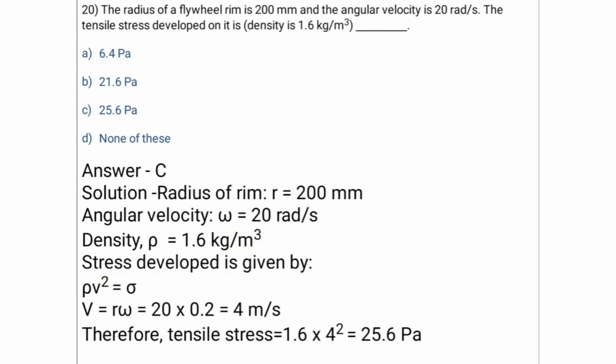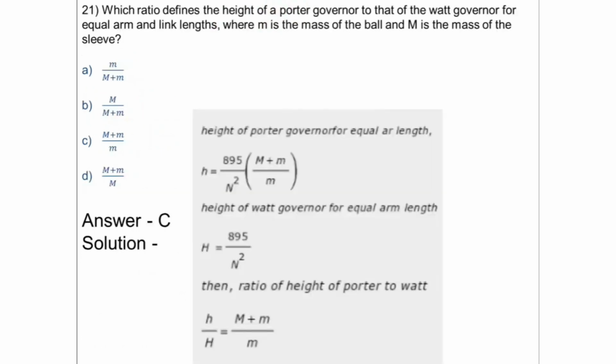And how to calculate the velocity? Velocity is nothing but r into omega here. So r is given as the radius 200 mm converted into meters, 0.2, and omega is 20. So 4 meter per second is the velocity, and then easily put the value, you will get option number C. Okay, and next question, question number 21.